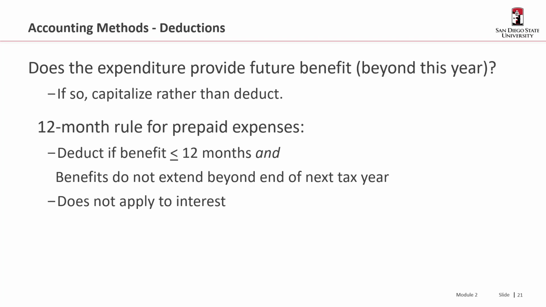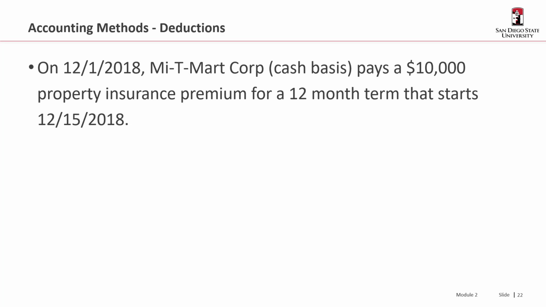All right, so there's really no way to handle this except through an example. So on December 1st, 2018, Mighty Mart Corp, which is a cash basis taxpayer because they're small enough under the $26 million gross receipts rule, pays a $10,000 property insurance premium for a 12-month term that starts on December 15, 2018. Okay, so clearly, what is the benefit period? It runs from December 15, 2018 to, think of it, December 14, 2019. That's the 12-month period.